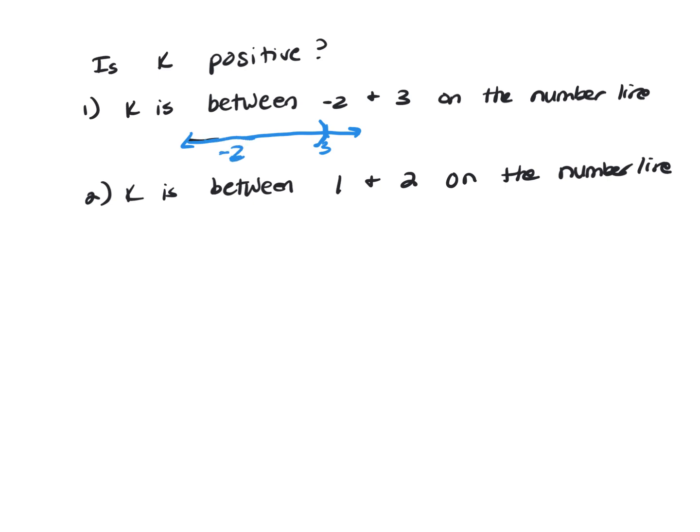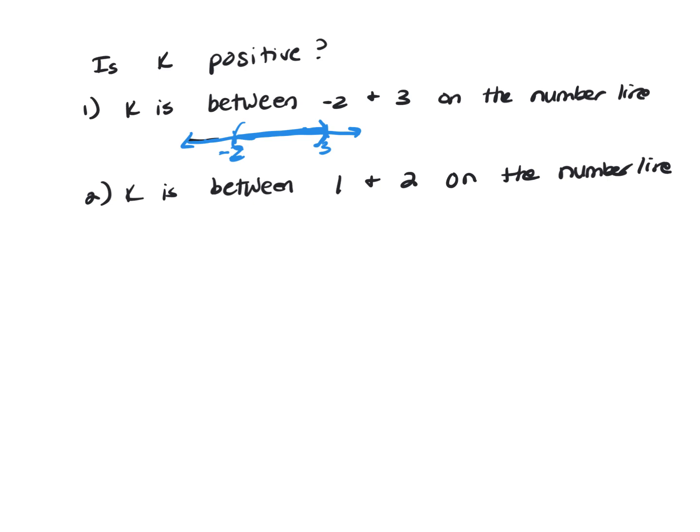all of these numbers. So that could be -1, or it could be -1.5. It doesn't say K is an integer. Or it could be a 1 or 2. So just depends on where it is. If it's less than 0, it's negative, and greater than 0 up to 3, it's going to be positive.